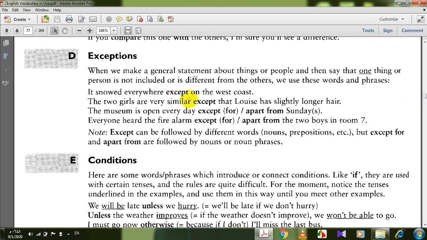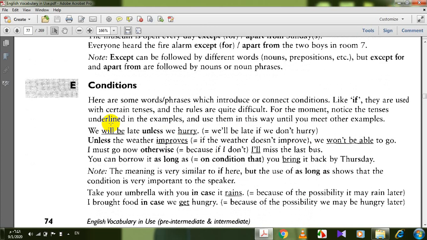He lived in many countries except in, because the first is in. He lived in many countries except in France, except in France. Okay, in. So we use different things after except. Sometimes we use prepositions, sometimes nouns. However, after for, except for, and apart from, we use nouns or noun phrases. Good. Conditions.